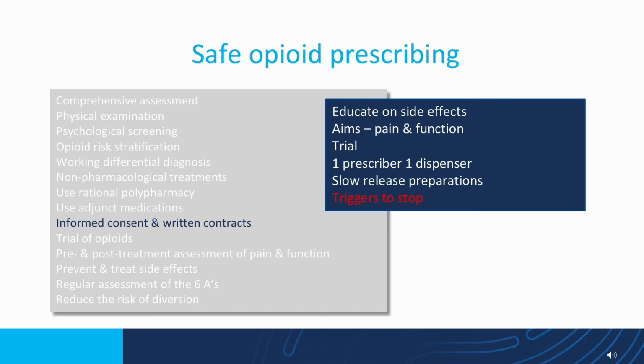You're going to have a trial. The trial might be 4 to 6 weeks. You're going to assess the patients during the trial and at the end of the trial, and at that point you have a go, no-go point. If it's not effective, then it's a no-go. You wean the medications. Don't just leave them. One prescriber, one dispenser, slow release preparations, we know about this. Have a trigger to stop your medications.